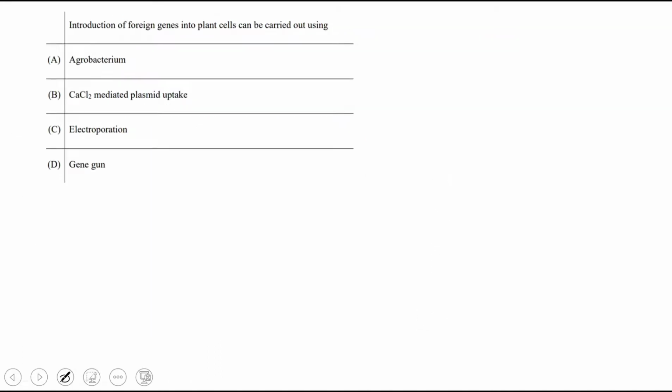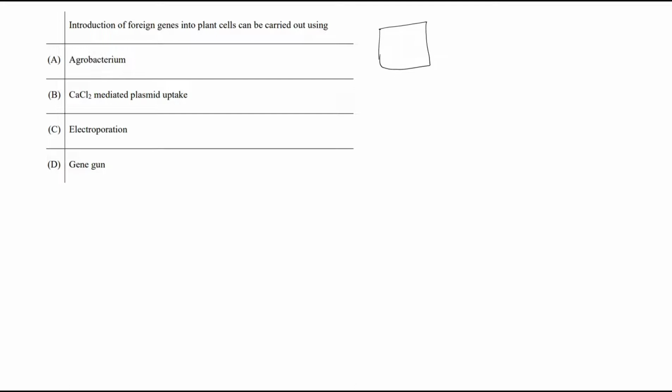Introduction of foreign genes into plant cells can be carried out using: A. Agrobacterium, B. CaCl2 mediated plasmid uptake, C. Electroporation, and D. Gene gun. So there is a difference between plant cell and animal cell.